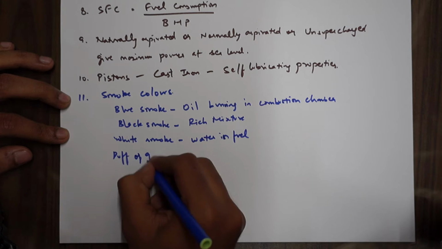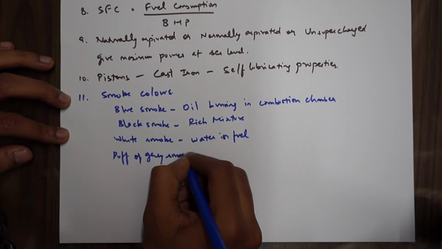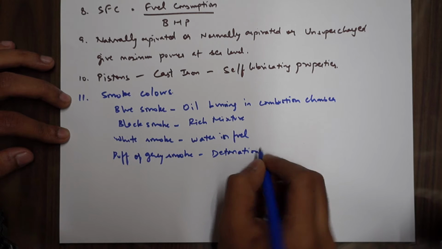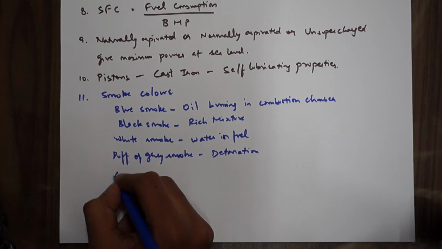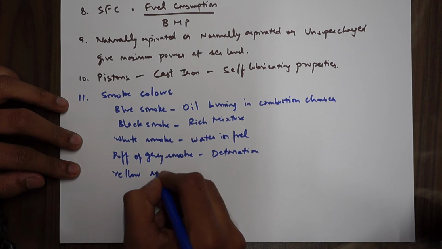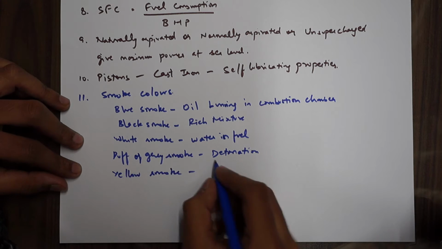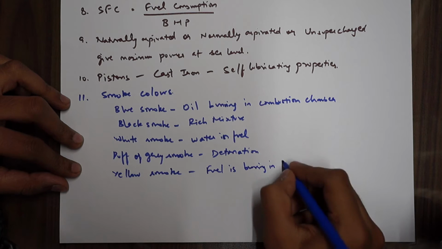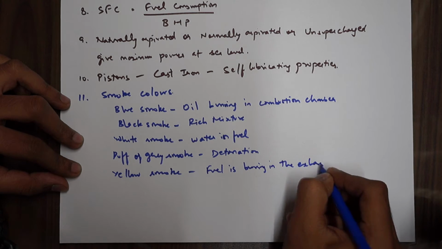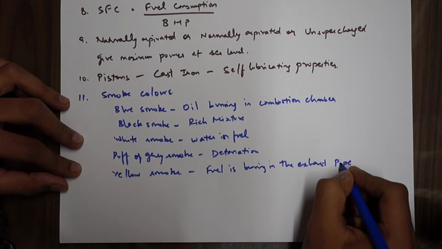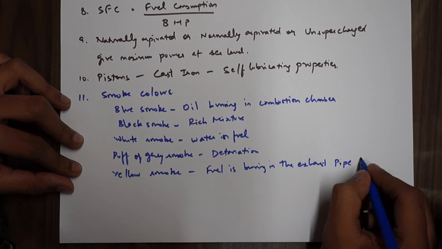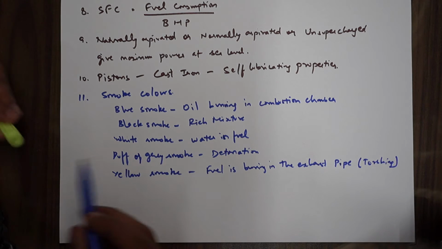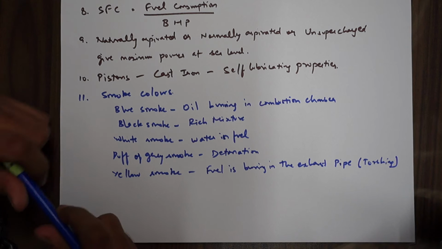Puff of grey smoke, I think I mentioned in a previous video as well, detonation takes place. Lastly is yellow smoke. Fuel is burning in the exhaust pipe. Okay, now this is called torching. It catches fire, or fuel is burning in the exhaust pipe.